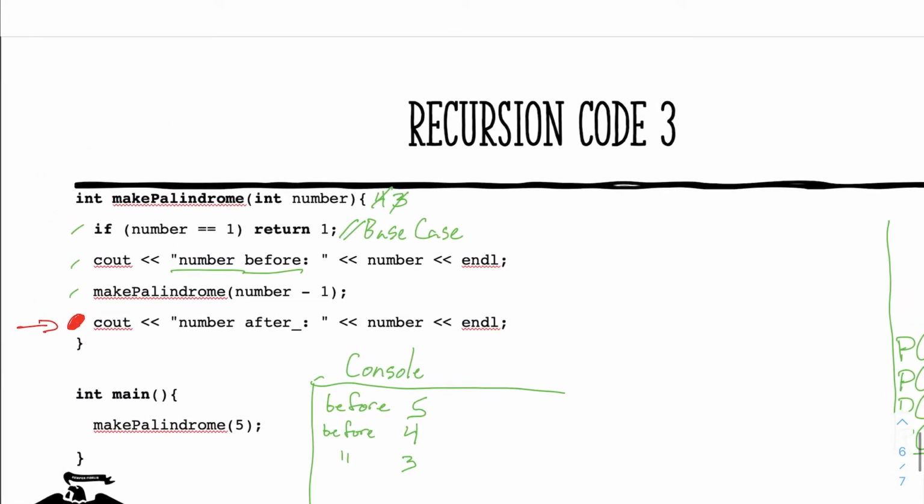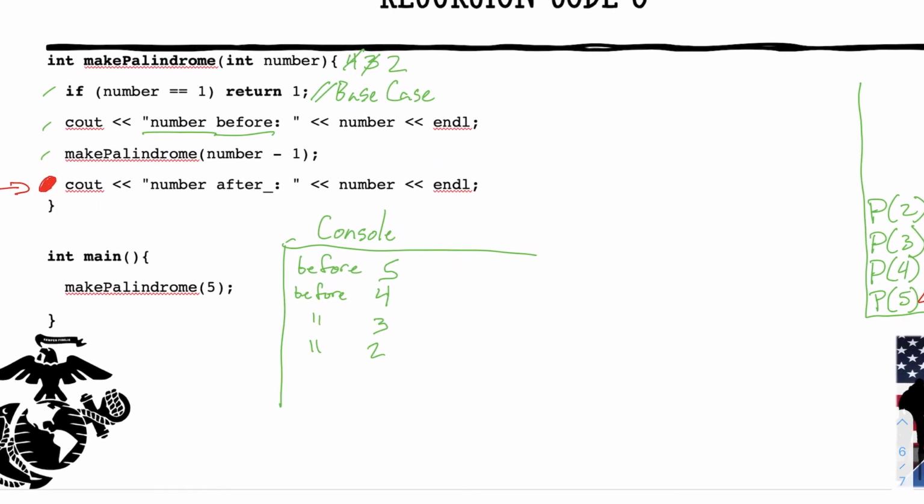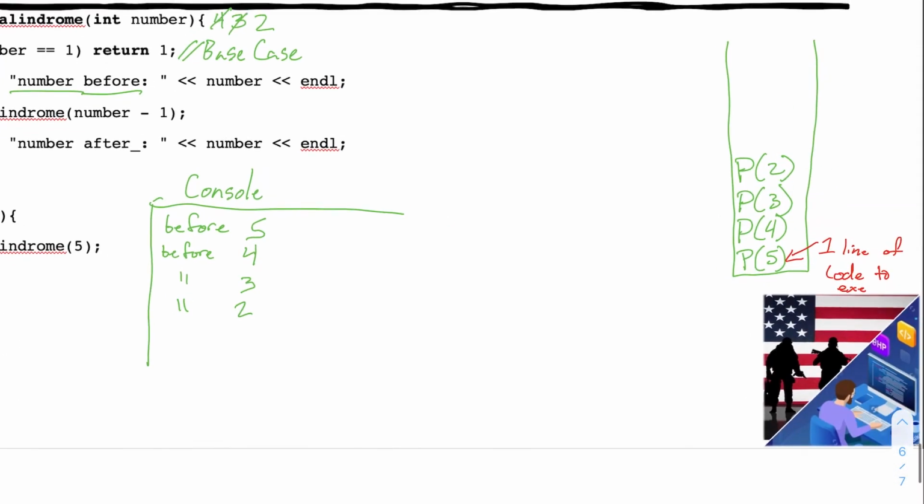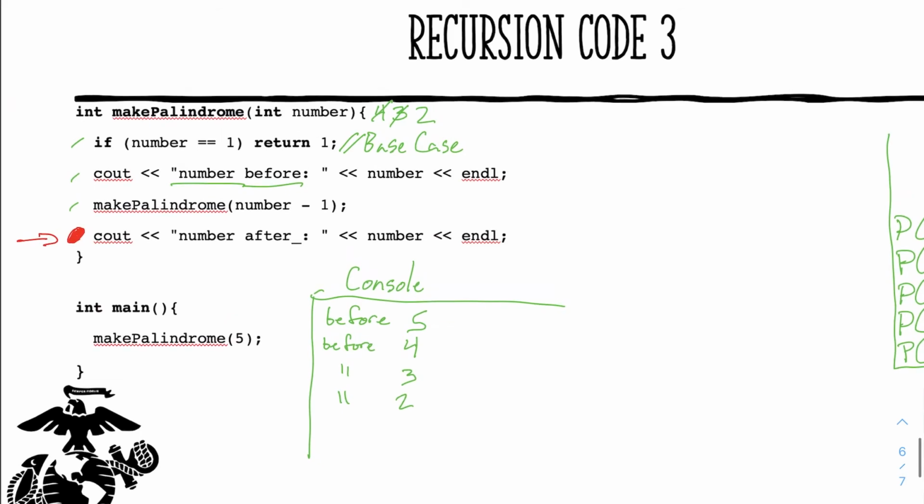So now we're up here and we are on 2. 2 equals 1. That is false. So then we go to the cout and then we print before 2. Then we make our palindrome, and it is 2 minus 1, so we are calling on palindrome of 1. Palindrome of 1. Now we are meeting our base case. So this is the first time we're on palindrome of 1. Now this is the first time where 1 equals 1. This is true, so we are going to return 1.